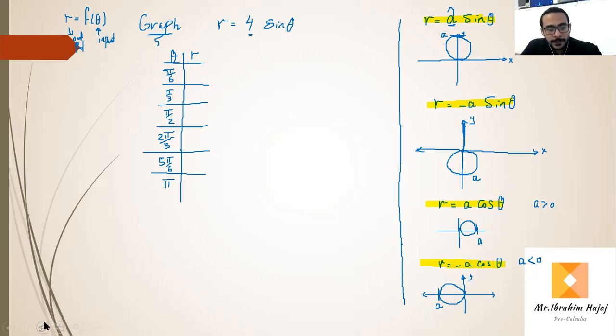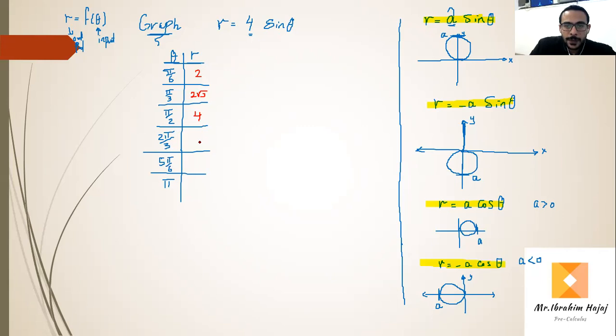When it's pi over 6, what do we have, guys? Substituting into 4 sine of pi over 6, r equals 2, because sine 30 is half, and 4 times half is 2. Then 4 times sine 60, or pi over 3: sine pi over 3 is radical 3 over 2, times 4 gives you 2 radical 3. And when it's pi over 2, sine is 1, and 4 times 1 is 4.